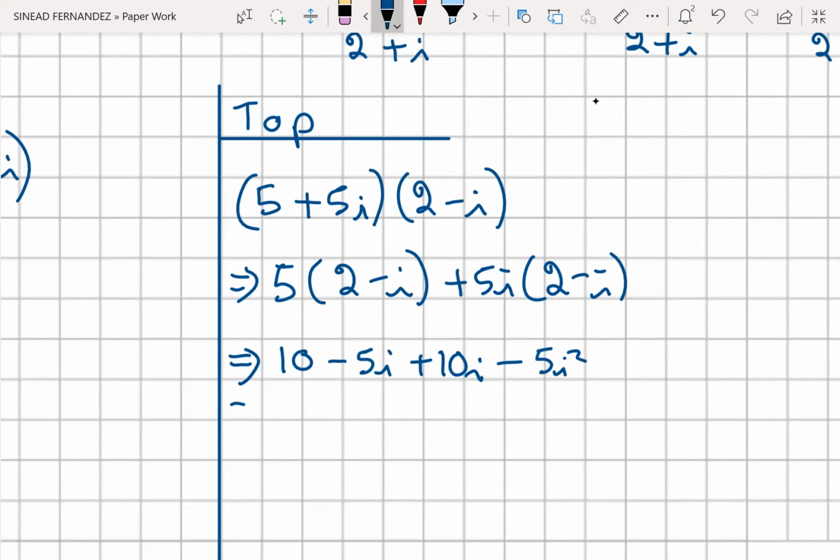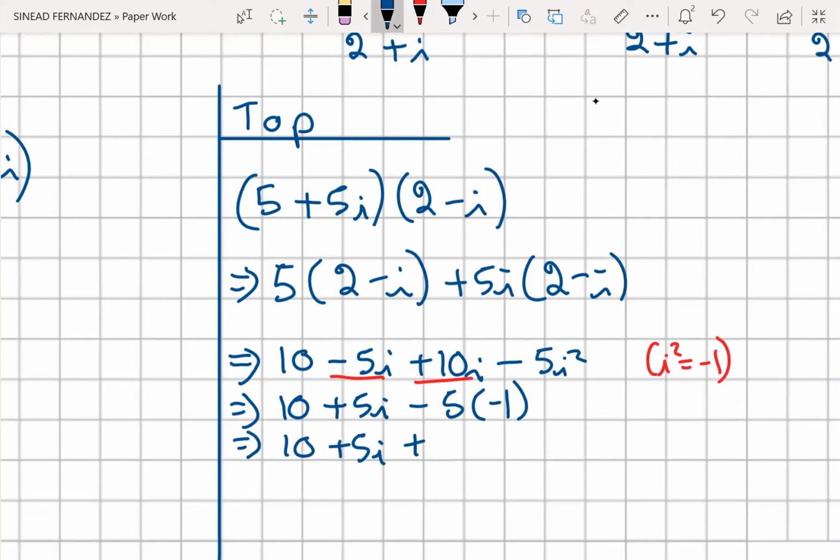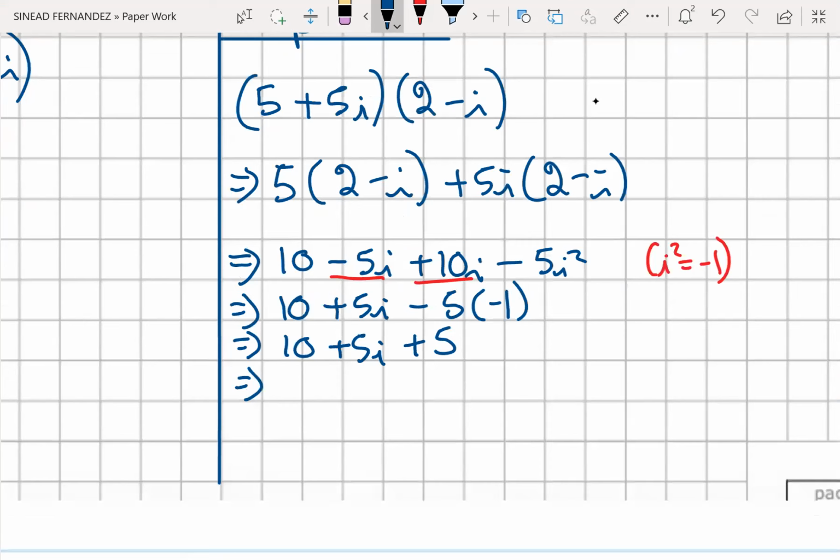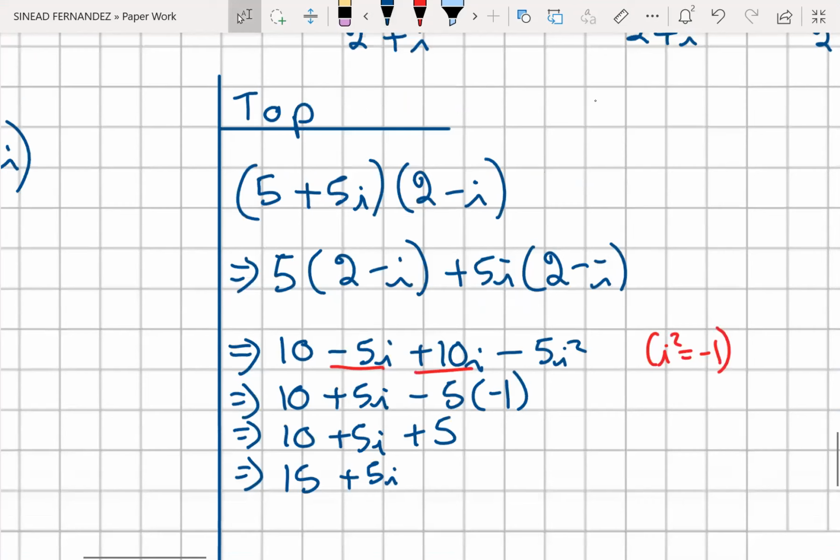Okay, now we can tidy up a little bit here. We have minus 5i, so this bit, minus 5i plus 10i, gives us a plus 5i. But don't forget, i squared is equal to minus 1. That's the rule we have in complex numbers, okay? So anytime i squared comes up, replace it with minus 1. When we multiply out, that becomes a plus 5. And of course, we can combine the 10 and the 5 at the end there to give us 15. So that's the top part done.